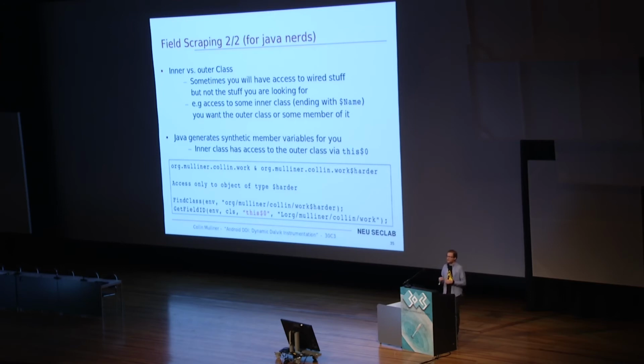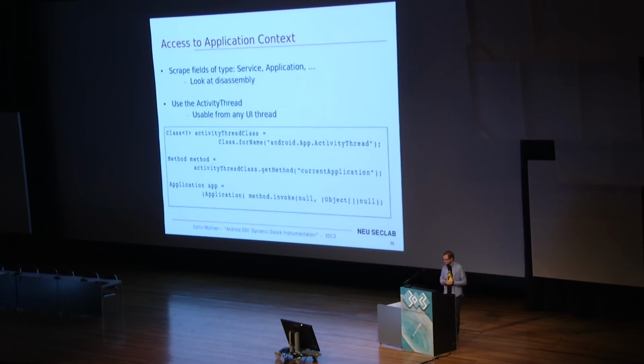If you only have access to an inner class, you can easily get a pointer or a reference to the outer class, which is this generated variable, this value $0, which just points to the outer class. Just multiple methods to get pointers to the class.